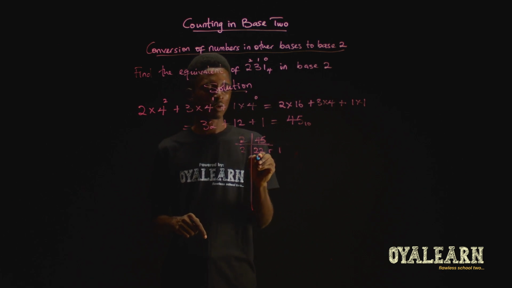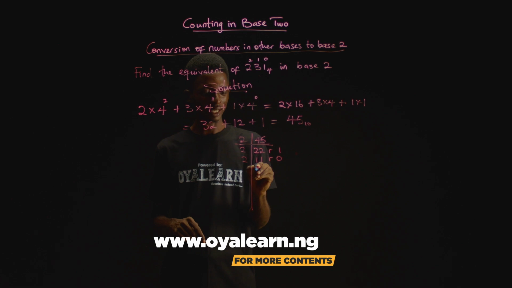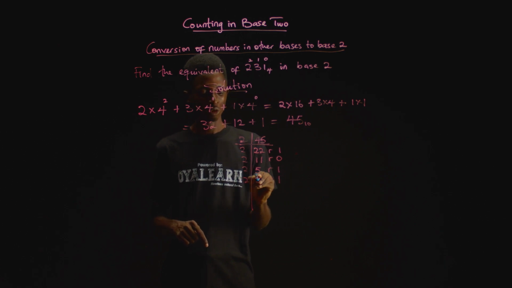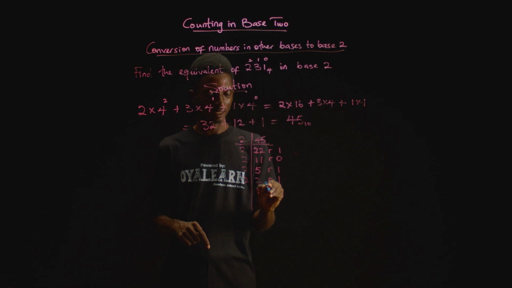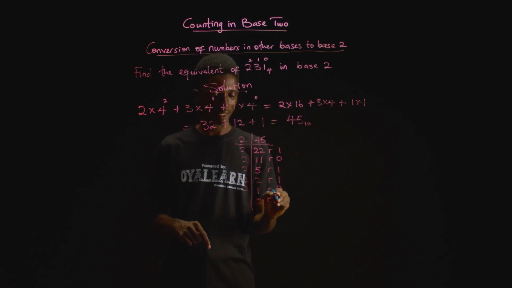2 in 22, and that is 11, remainder 0. 2 in 11, we get 5, remainder 1. 2 in 5, that's 2, remainder 1. 2 in 2, 1, remainder 0. And 2 in 1 is 0, remainder 1.